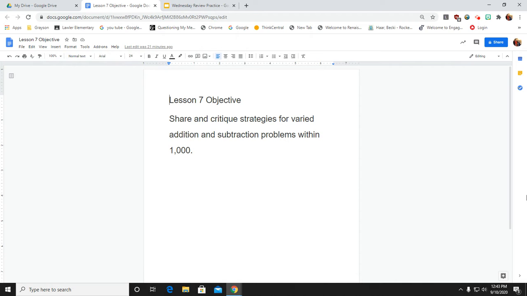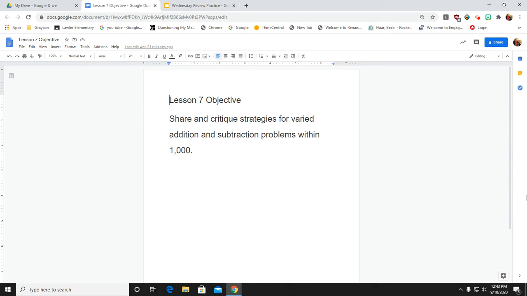Today our objective is to share and critique strategies for varied addition and subtraction problems within 1,000. That is a big, long statement that probably doesn't make a lick of sense to you guys because, truthfully, I had to really think about it. But basically, today's lesson is just a review of what we've been doing the past 2 weeks with addition and subtraction. It's just going to be a short lesson of me teaching.